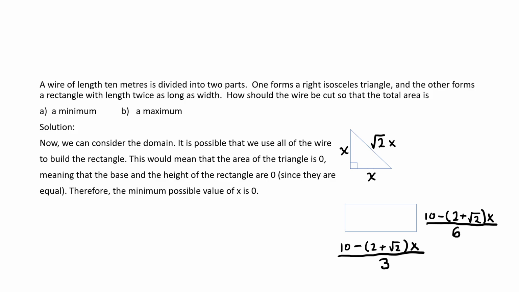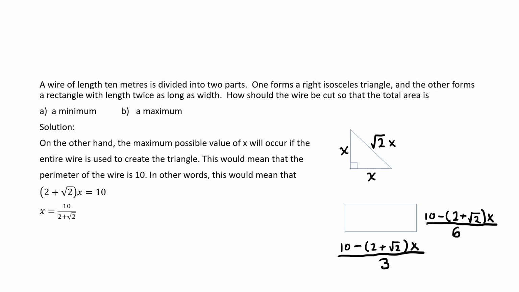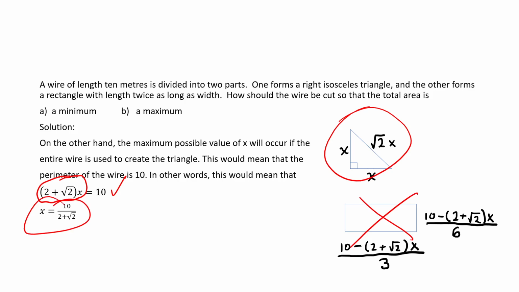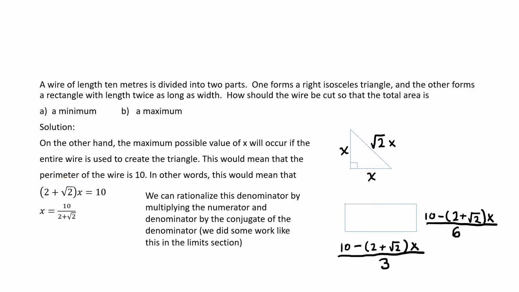So we can now consider the domain. Well, it's possible that we use all the wire to build the rectangle. If we did that, then the perimeter of the triangle would be 0, meaning the base and the height would be 0. So it's possible for the minimum value of x to be 0. Well, what would the maximum possible value of x be? That would occur if we used the entire 10 meters to build the triangle and didn't build a rectangle at all. If that was the case, then the perimeter of the triangle would be the quantity 2 plus root 2 times x, which we know is equal to 10. So we'd be able to say that x is equal to 10 over 2 plus root 2. That'll be the largest value of x. So we can say 0 is less than or equal to x is less than or equal to 10 over 2 plus root 2.